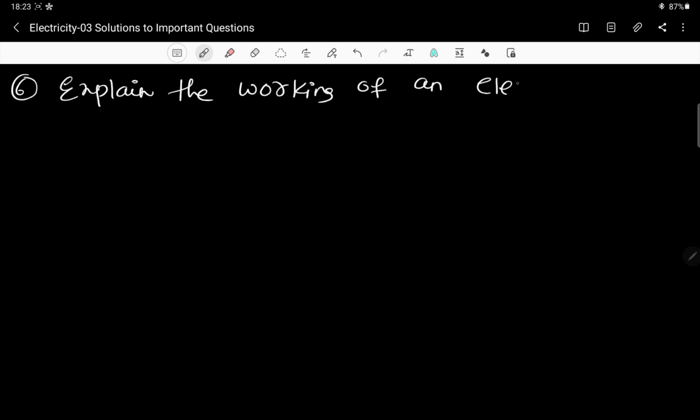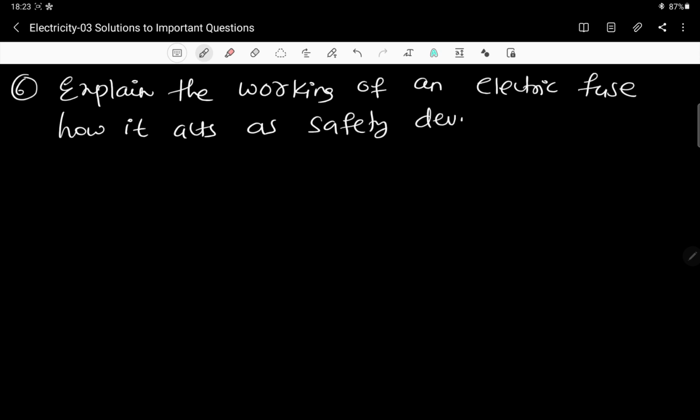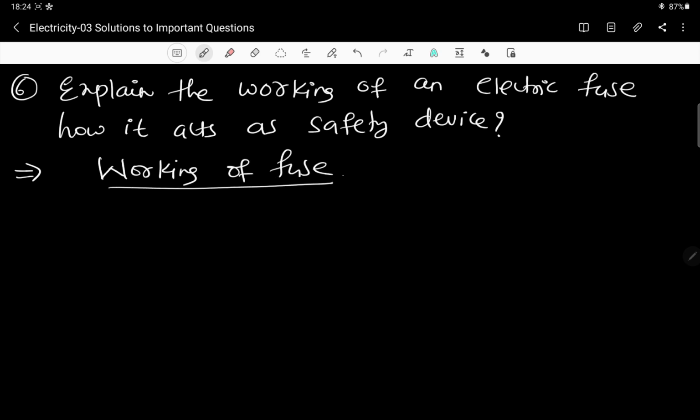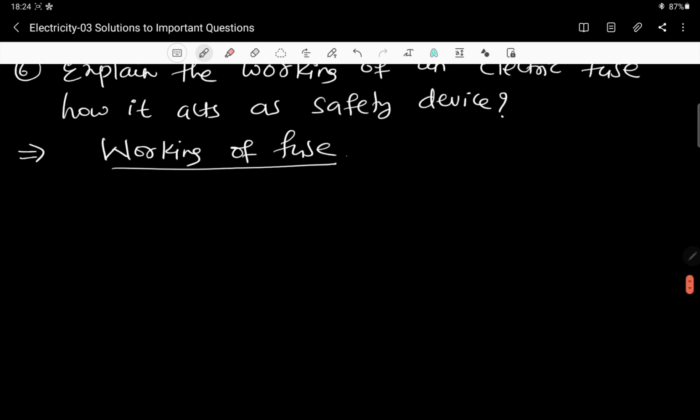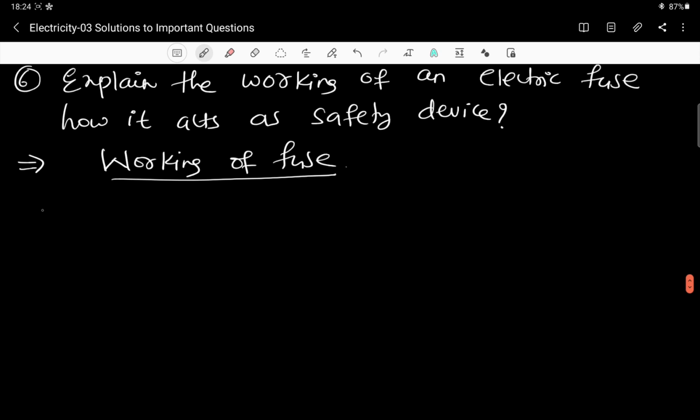The sixth question is like this: explain the working of an electric fuse. How does it act as an electrical safety device? We have to explain this. So we are going to have a look at the working of a fuse. We have to look at the domestic circuit also, but in electricity it is not there. In magnetic effects of electric current that comes.